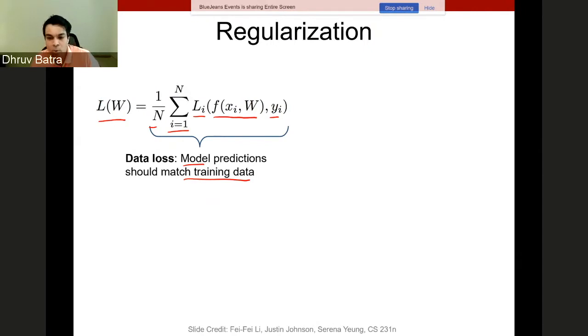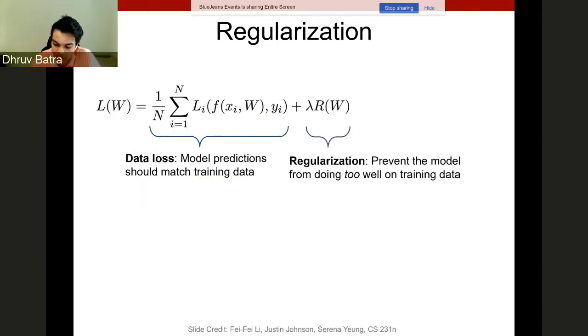Typically, that's not the only thing that we optimize. Typically, there is a secondary term in our objective as well. So if L sub W is the objective that we are optimizing, there is a secondary term, which is the regularization term. You may have seen this in your Intro to Machine Learning class.